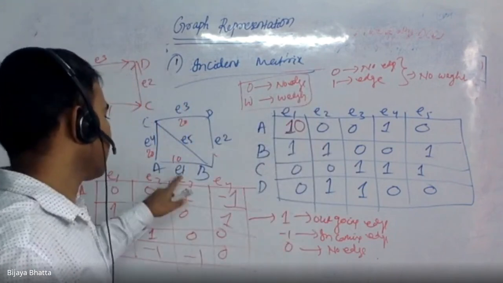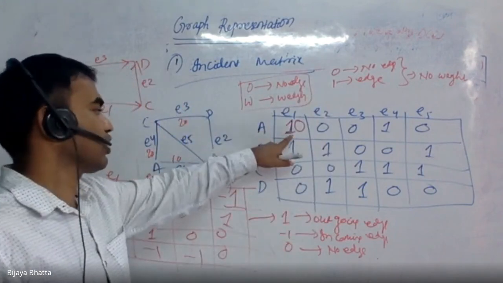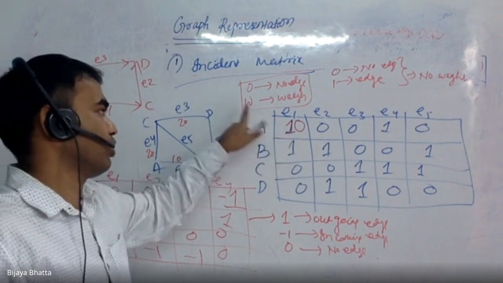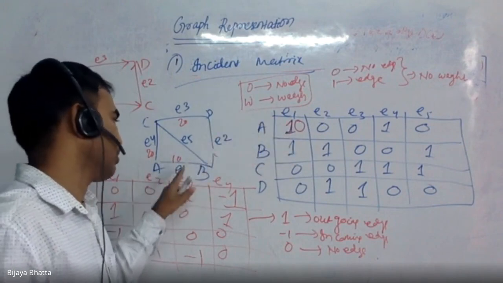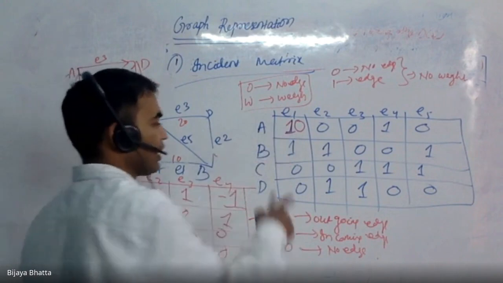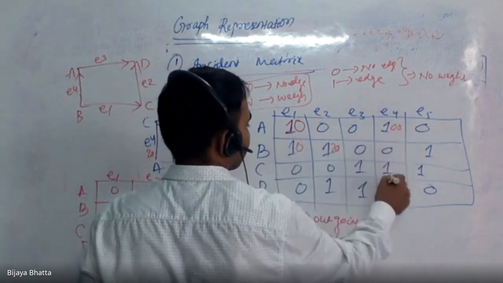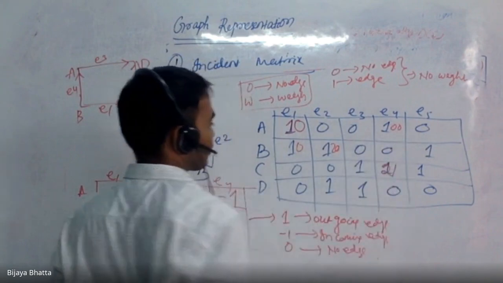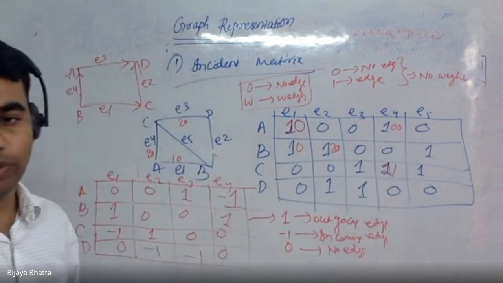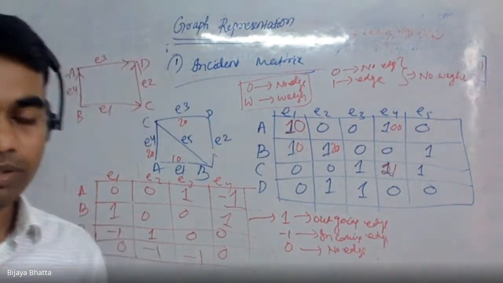So if there is an edge, then it does not contain 1, rather it contains W, the weight between I and J, AB, 10. Similarly, there will be no 1, it will be 10, 20, 100, 21, some weights. There will be nowhere 1, right?